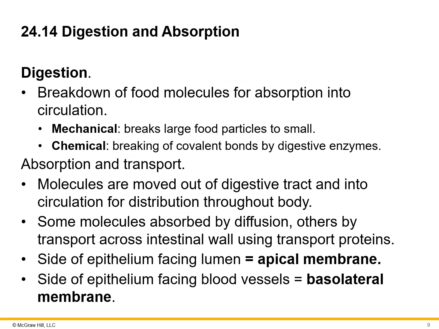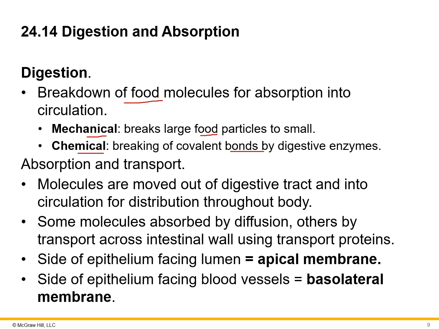All right, so now that we've moved through all the parts of the digestive system and accessory organs, now if we actually talk about the digestion and absorption of these nutrients. So digestion is just a breakdown of the food for absorption. So again, mechanical, which is kind of the chewing, breaking those large food particles into smaller ones. And then the chemical digestion, which are going to be the enzymes breaking down the bonds that hold those molecules together.